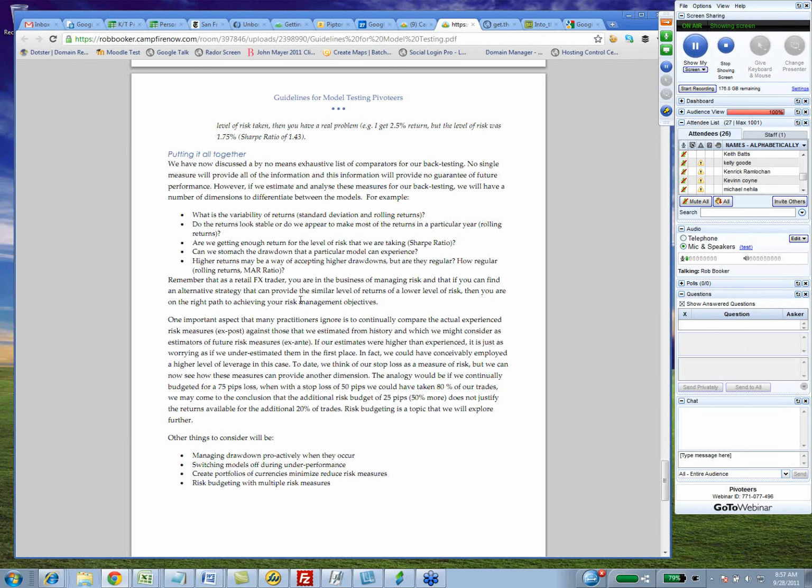The analogy would be if we continually budgeted for a 75 pip stop loss, when with a stop loss of 50 pips we could have taken 80% of our trades. We may come to the conclusion that the additional risk budget of 25 pips does not justify the returns, and risk budgeting is a topic that we'll explore further.